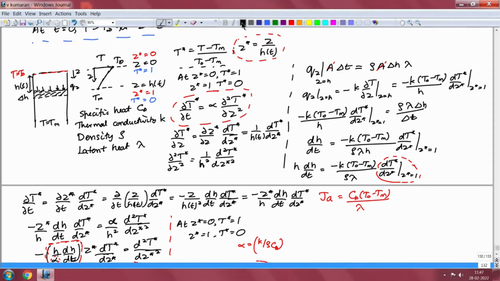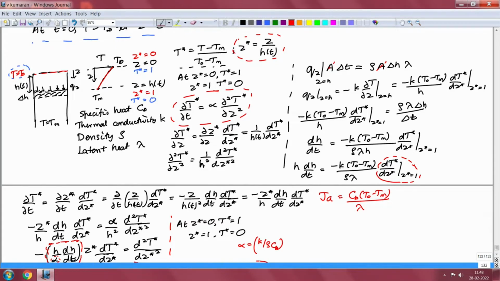Initially, the solid is at a temperature equal to the melting temperature Tm, and at time t equal to 0, I impose a surface at a higher temperature, such that the temperature T naught here is actually higher than Tm. And since T naught is higher than Tm, I have a temperature profile which decreases within the material.